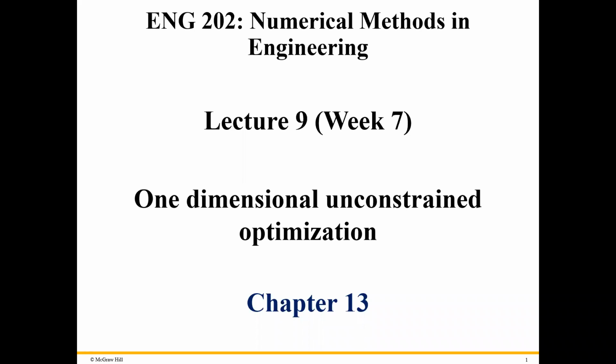Chapter number 13 is the one-dimensional unconstrained optimization. Chapter number 14 will be the multi-dimensional unconstrained optimization. Whereas in chapter 15, we will look at constrained optimization, where we will look at the linear programming part. So it will be a series of 3 chapters. Today we are going to start from chapter number 13, one-dimensional unconstrained optimization. This is the simplest case in the optimization problem.